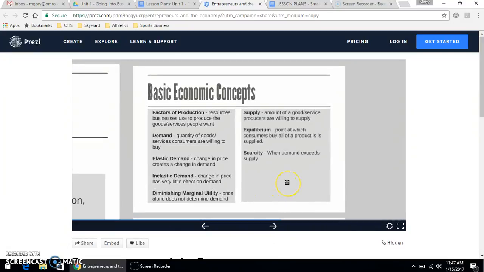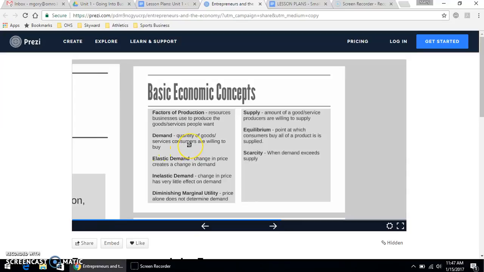All right, let's take a look at some basic economic concepts. These are things that will indicate the strength or the struggles of a particular economy. Let's take a look at factors of production. These are resources businesses use to produce goods and services people want. If these are not in great supply, it could impact the overall economic structure in terms of supply and demand and price. Demand is the quantity of goods and services consumers are willing to buy.